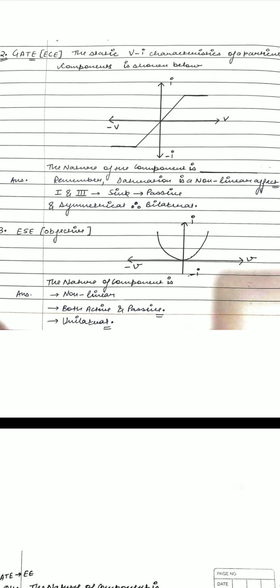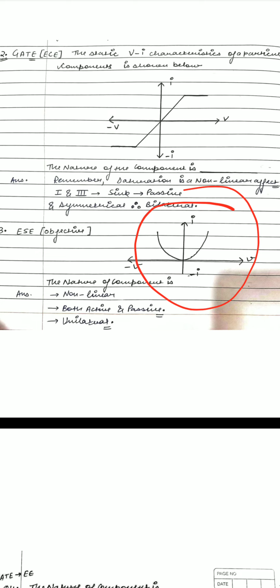Now the second question, we have to find the nature of the component of this graph. As you can see, this is a non-linear graph, because on the negative side also, with decrease in voltage, current is increasing, and with decrease in voltage, current is decreasing. So it is a non-linear graph. Also, it is neither active nor passive.